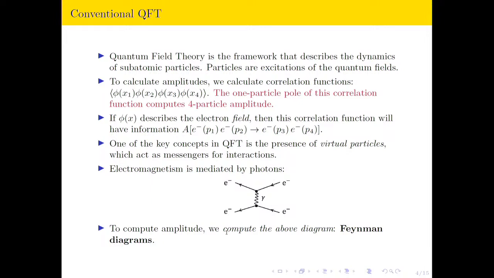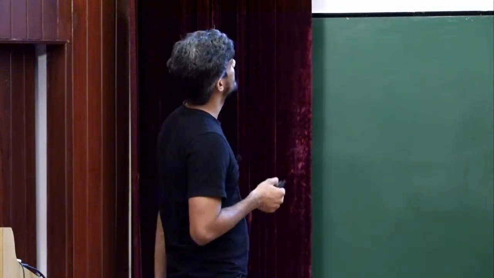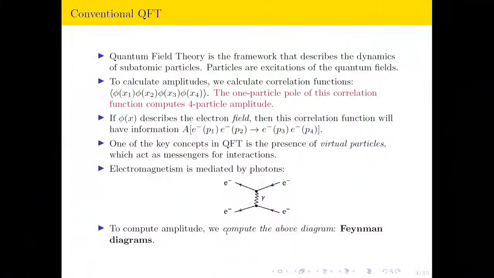One of the key concepts in QFT is the presence of virtual particles, or off-shell particles. That means that their energy squared is not equal to momentum squared plus mass squared, okay? And they act as the messenger for interaction. For instance, electromagnetism is mediated by photons, okay? So we draw these kinds of diagrams and we compute them. These diagrams are called Feynman diagrams. You might have seen them here and there. And that is how one would usually compute amplitudes.